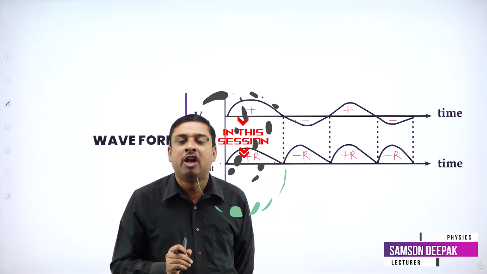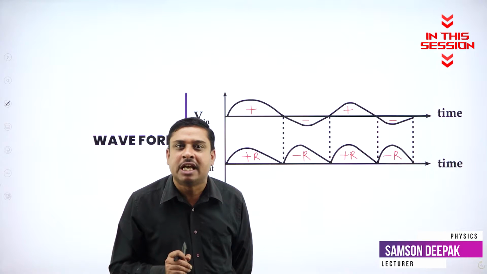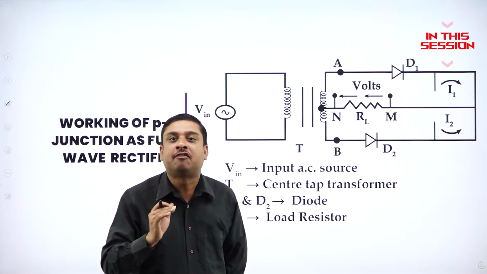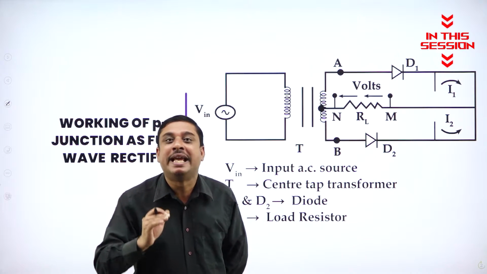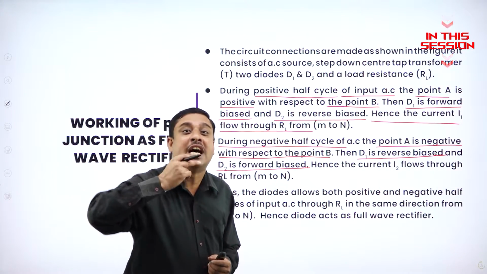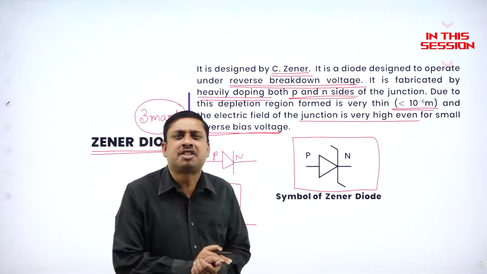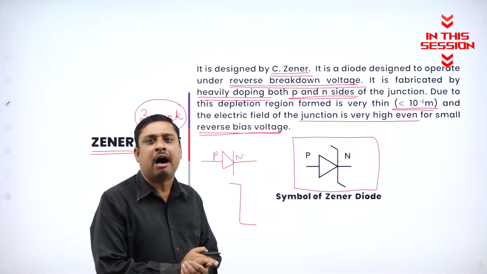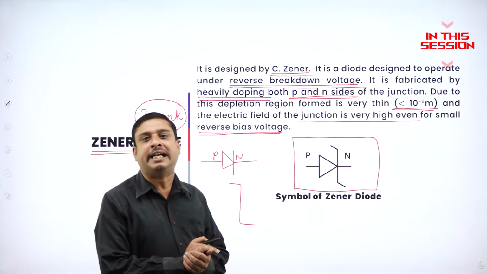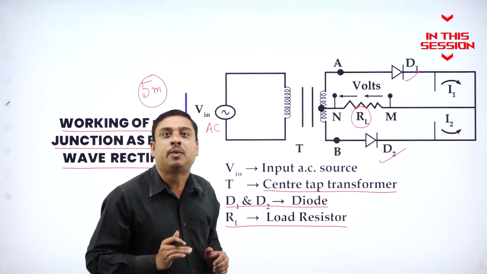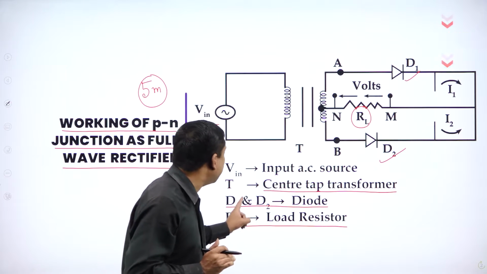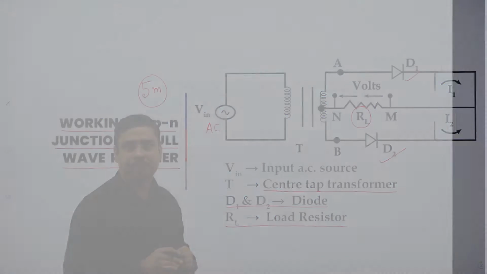Whereas for full wave rectification, I use two diodes. The negative half cycle wouldn't be rectified. Diode D1 is reverse biased. Lots of impurities are added to the P and N sides of the diode, and the output is measured across the load resistor.